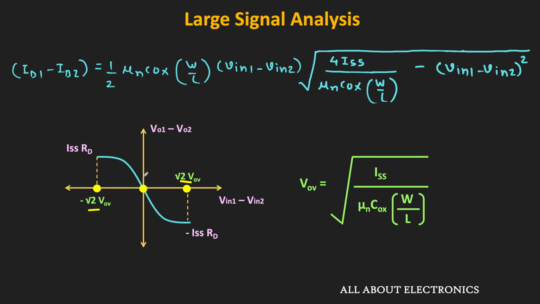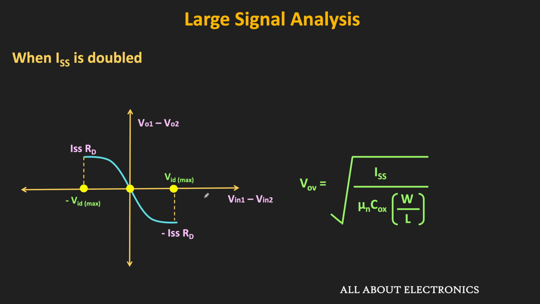So let us understand this point with the change in a couple of parameters. First of all, let us see how this characteristic changes when the ISS gets doubled. Now we know that root 2 times V overdrive is the maximum differential input up to which the circuit works properly. So let us denote this root 2 times V overdrive as VID max. Now when this ISS gets doubled, the new overdrive voltage will be root 2 times the previous one. Or in other words, the differential input range will get extended by root 2 times.